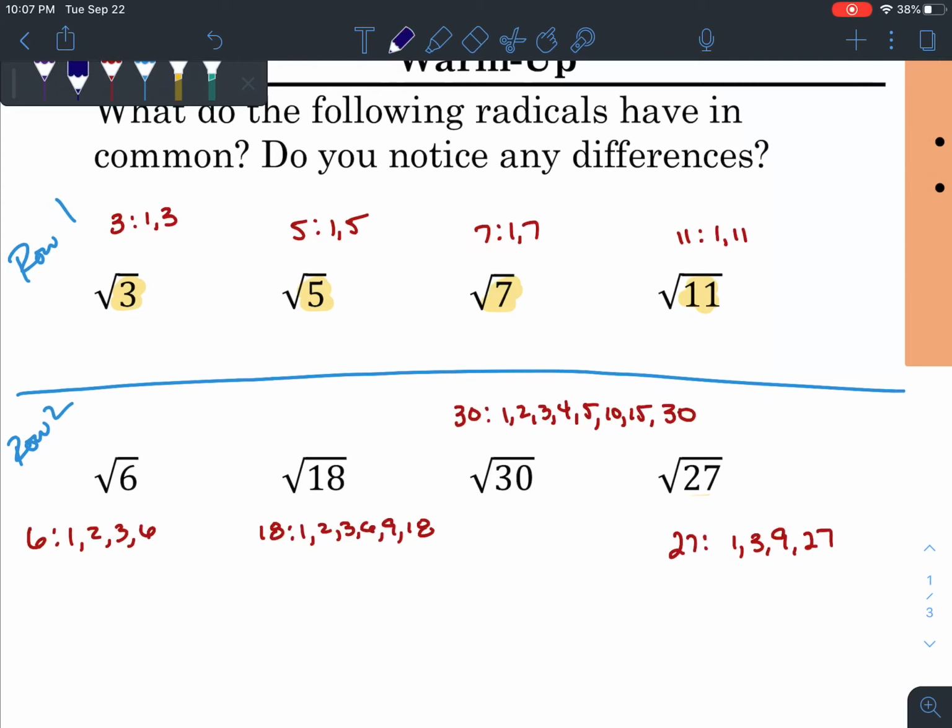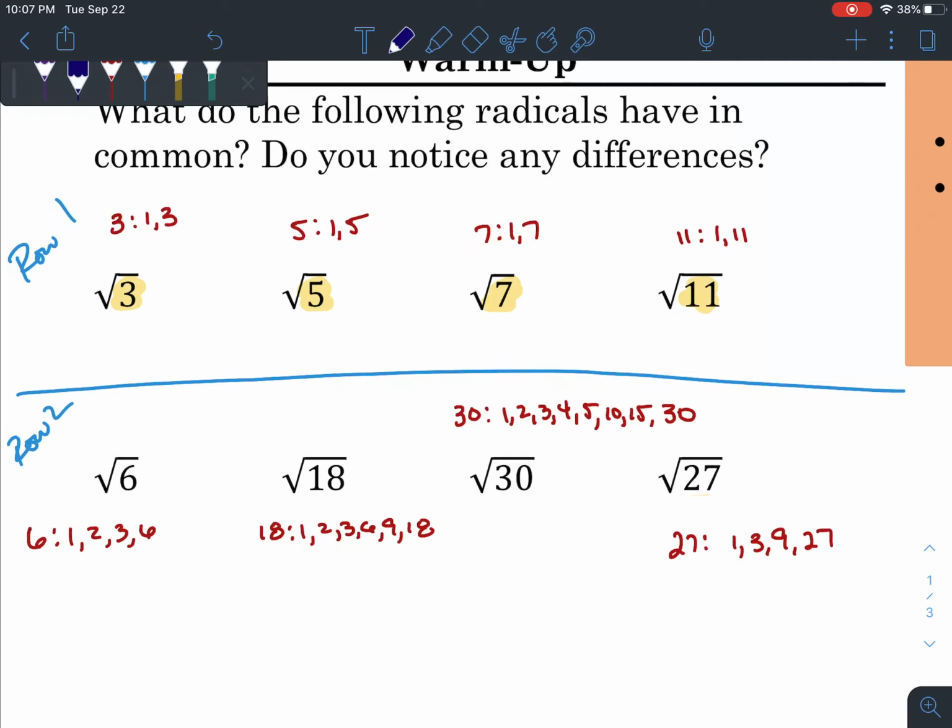Now, these in row 1, radical 3, radical 5, radical 7, radical 11, all cannot be written any other way. That's it. They don't have any special factors. That is all. Okay? So there's no other way we can write those ones in row 1. Now let's take a look at row 2. They have multiple factors, and that means something.